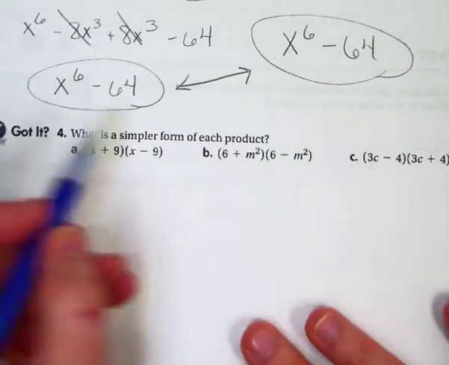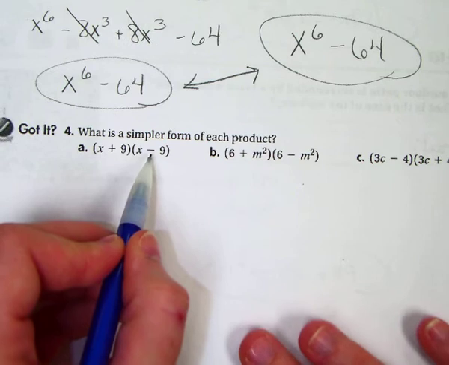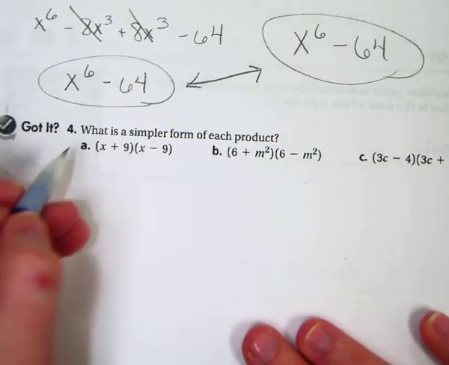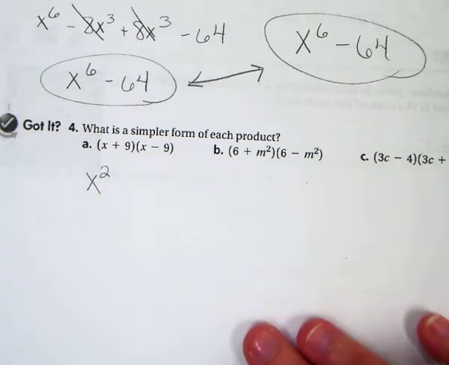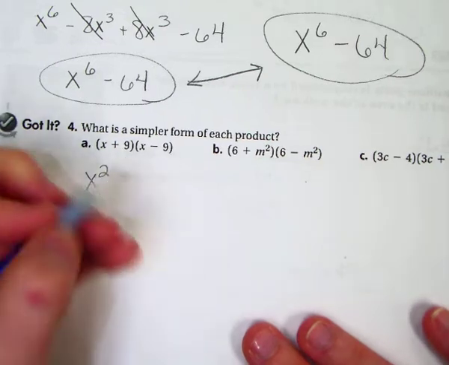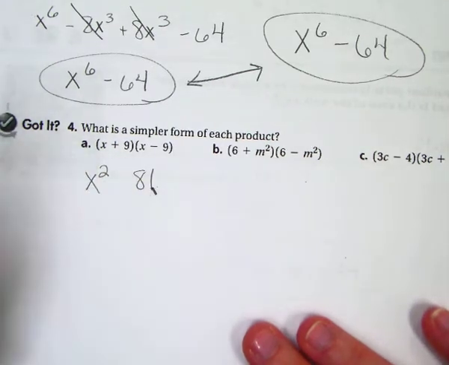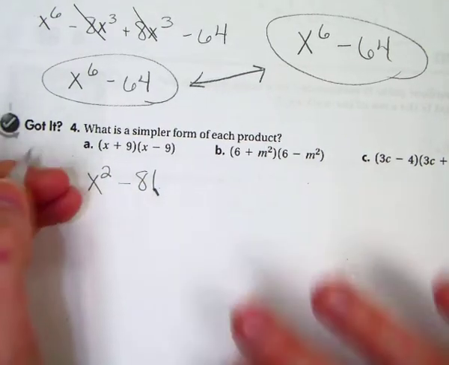Let's go to the Got It. I have plus and minus of the exact same thing. When you have this trick, you just square the first one, x times x is x squared, multiply the last ones, 9 times 9 is 81, and that will always be a minus sign.